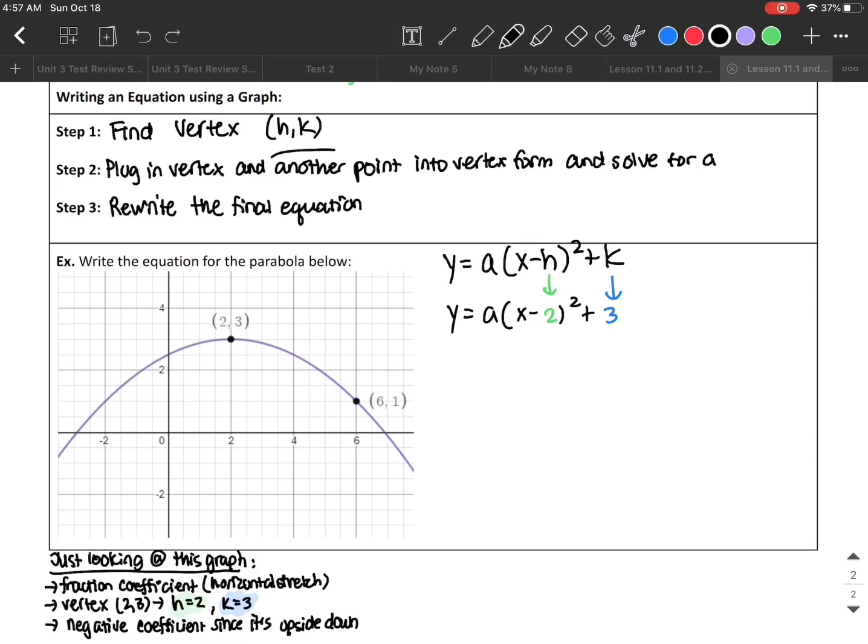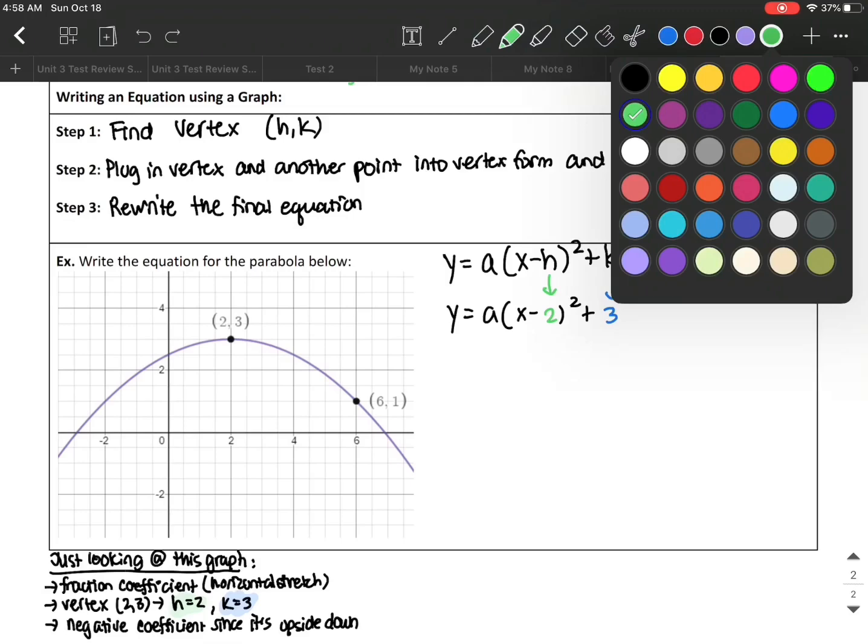And I want to plug in another point into the vertex form so I can solve for a, because right now I have an equation with 3 different variables. I have x, a, and y, and I can't solve one equation with 3 variables. I can only solve one equation with one variable. So I want to change this so it only has one variable.